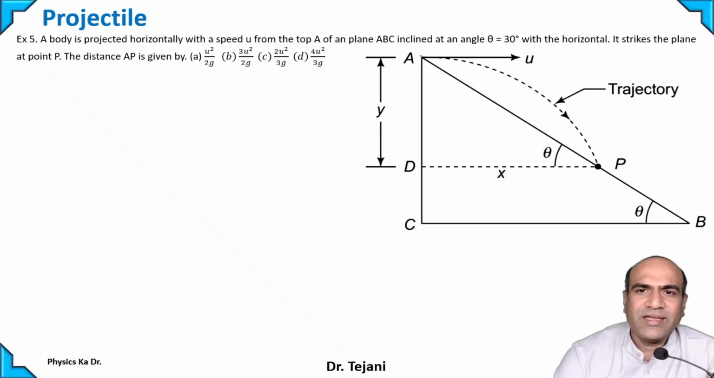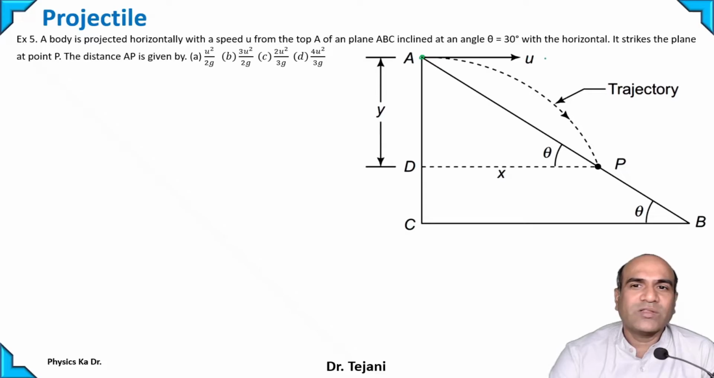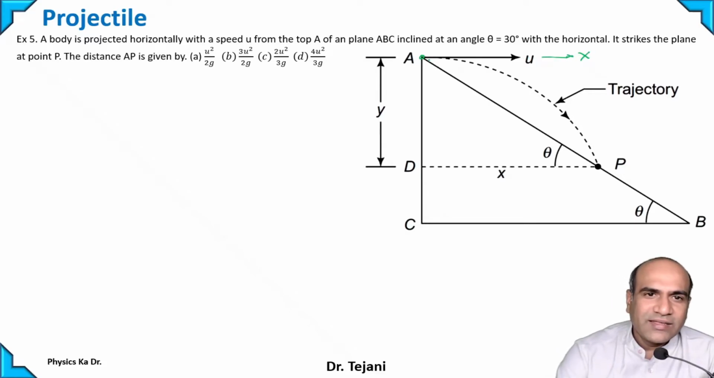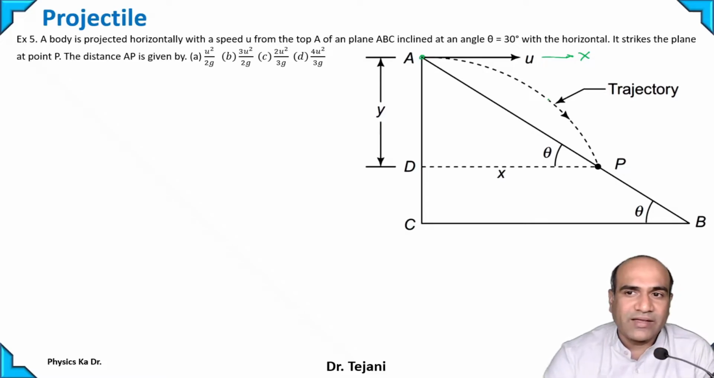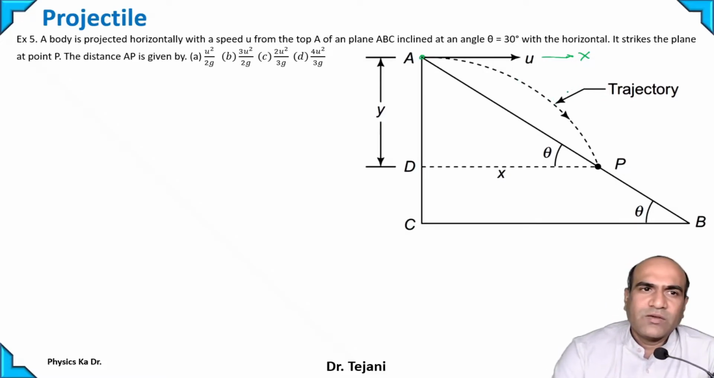So it is point A from where the object is having initial velocity u along the x direction, and ABC, you can see it is a plane, and here the ball is moving in the horizontal direction and strikes. So it is definitely following the trajectory, right, for the projectile.